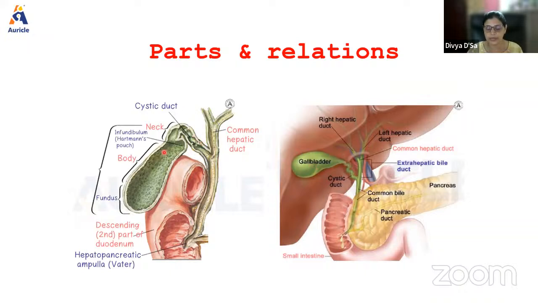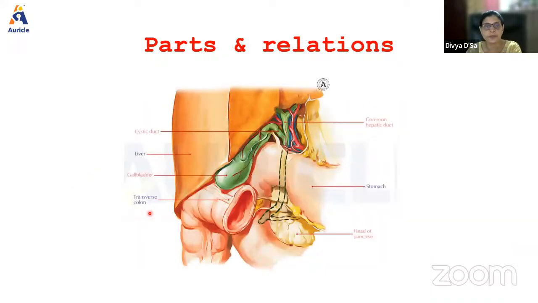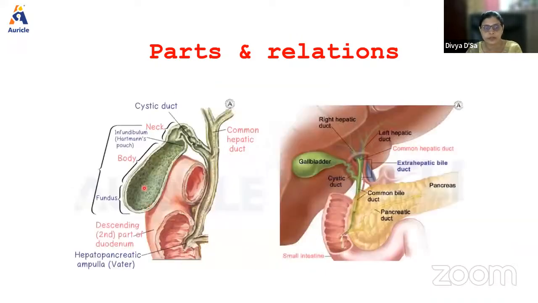When we see the parts, the gallbladder has, from below upwards, a fundus. This is the fundic portion. It has a body and it has a neck. So the fundus here is the expanded free end of the gallbladder, which projects below the liver. This is covered by the peritoneum on all sides.